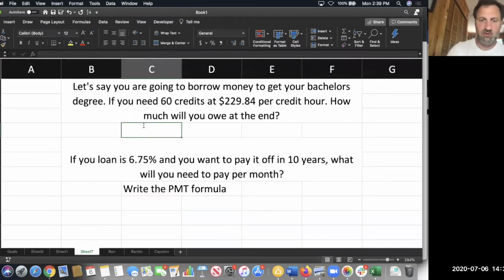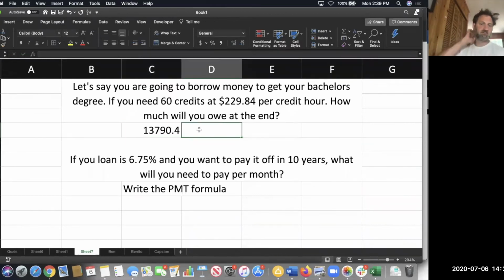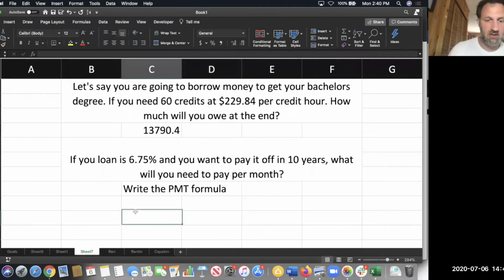Here's the sub question answer. So you're going to end up borrowing about $14,000 for that bachelor's degree for the last 2 years. Okay, let's take a look.